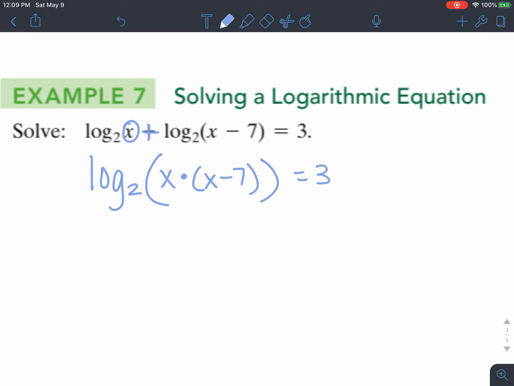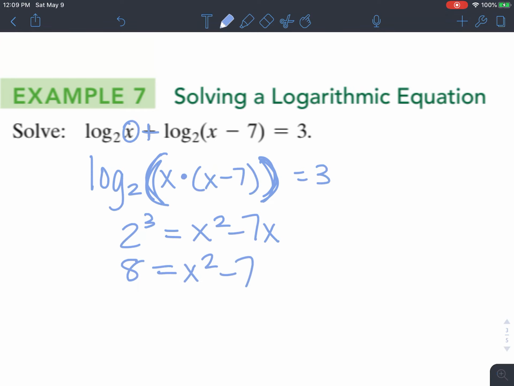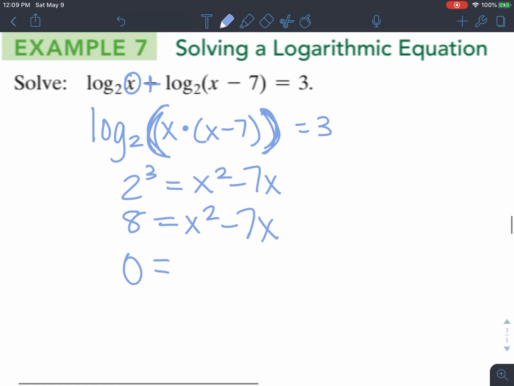Okay, so two things here. We have 2 to the 3rd, and then equals all of this stuff, but we can multiply that out and get x squared minus 7x. So I hope you see what's happening here. This is 8, and now this is a quadratic. So you have to solve it like a quadratic.